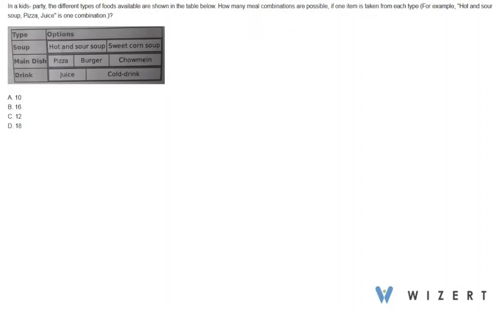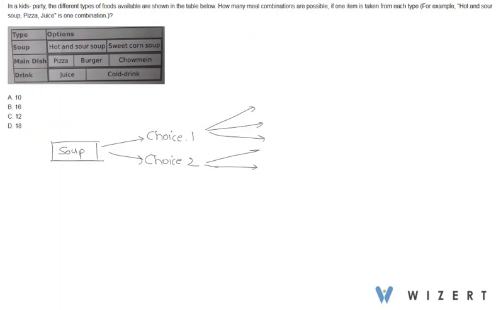Okay. So for soup we have two choices. Choice 1 and choice 2. Now with each choice I can have a choice of main dish, three choices of main dish. Right? Main dish.